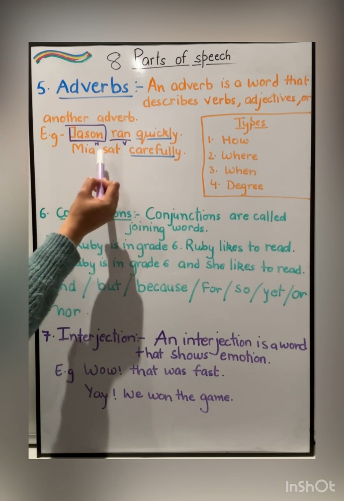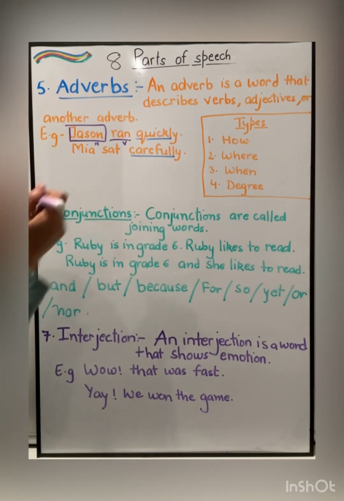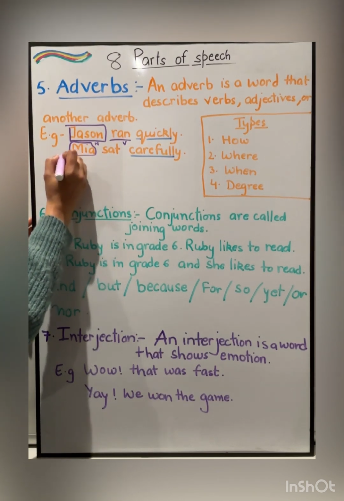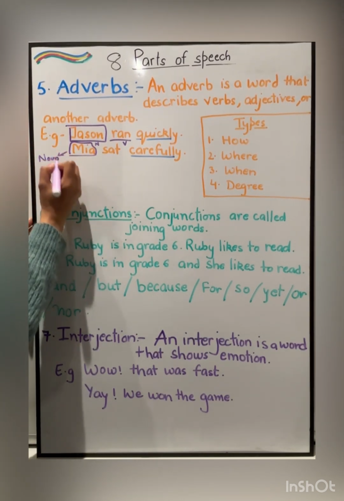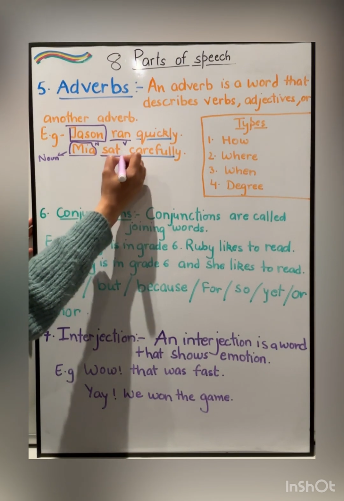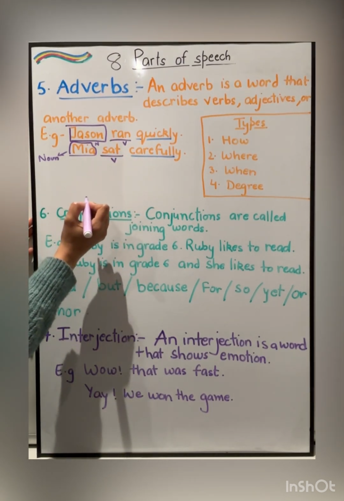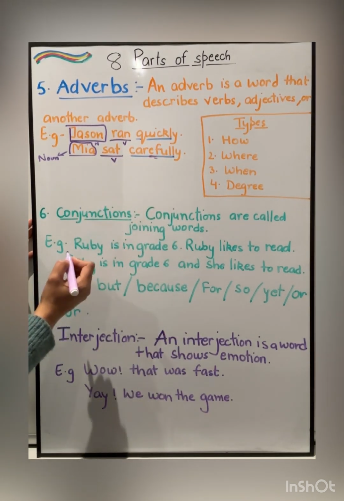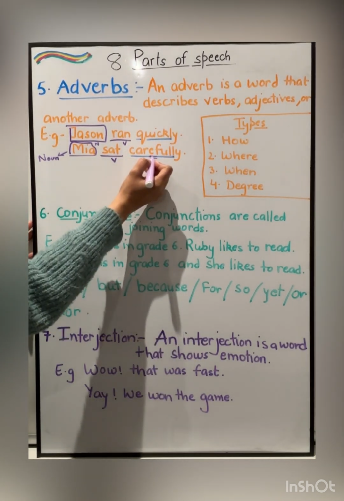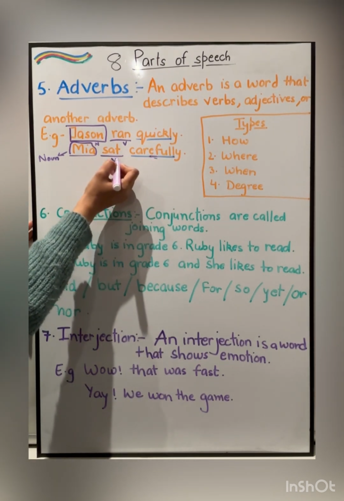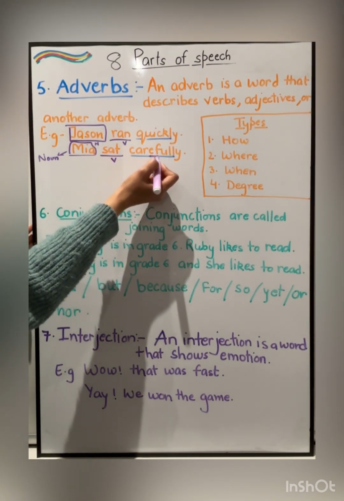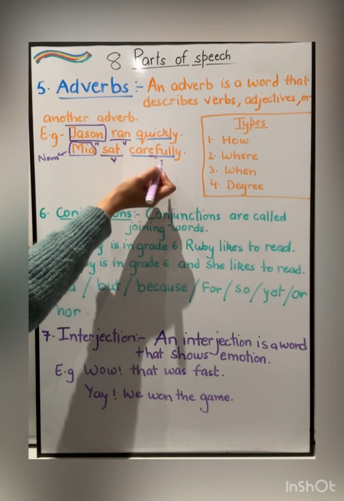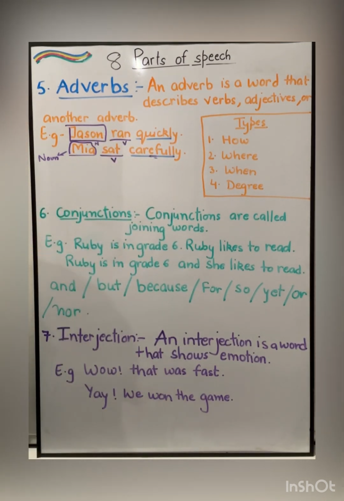Similarly, Mia sat carefully. Mia is the name of a girl. She's a noun. She did some action. She sat. Verb, action verb. How did she sit? She sat carefully. An adverb. So the word carefully is describing how she sat. So words that describe verbs, adjectives. I will tell you how they describe an adjective or an adverb itself.